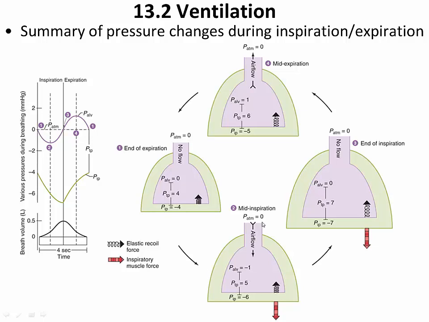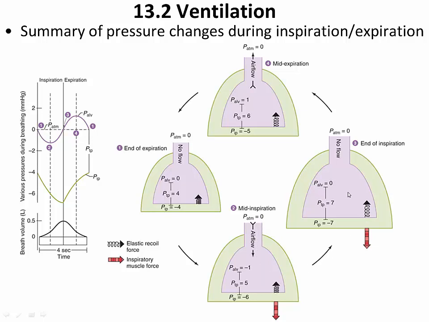So we then start to inhale, and here we are at mid-inspiration. We have decreased the intrapleural pressure first because we've expanded the thoracic cavity. This has caused a slight decrease in the alveolar pressure and an increase, therefore, in the transpulmonary pressure. Obviously, the atmospheric pressure is still 0. Since we have -1 in the alveoli and 0 outside, then air flows into the lungs.